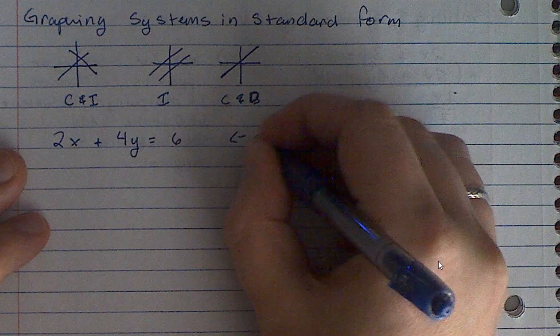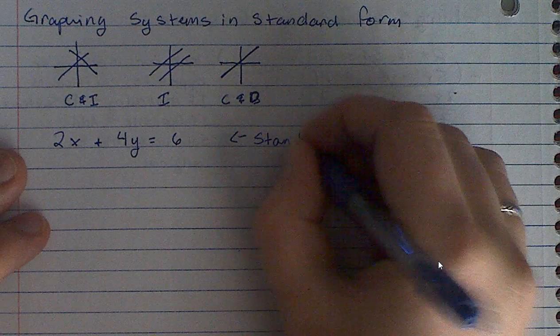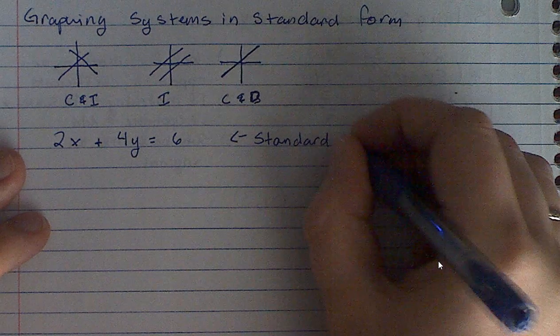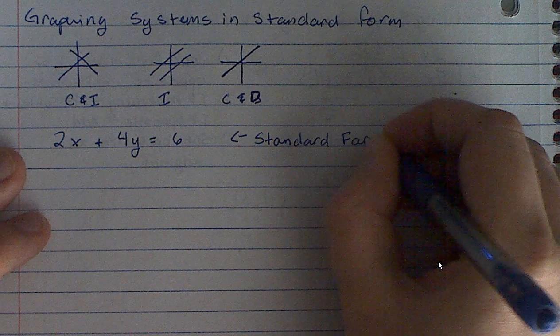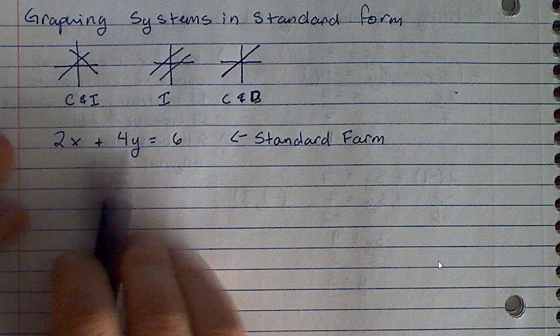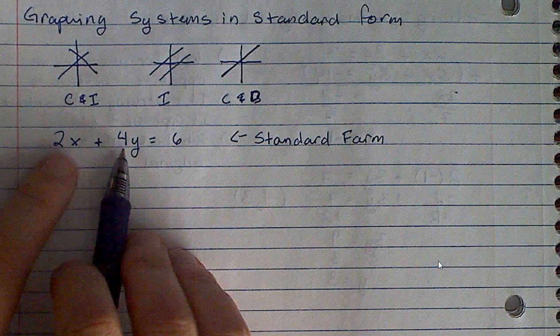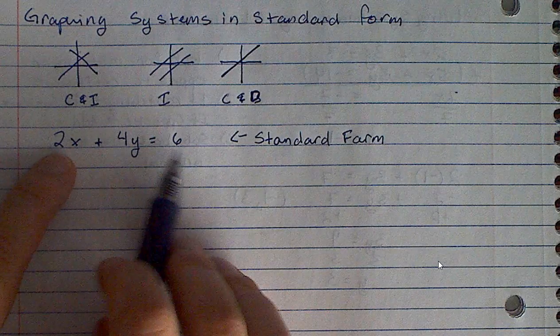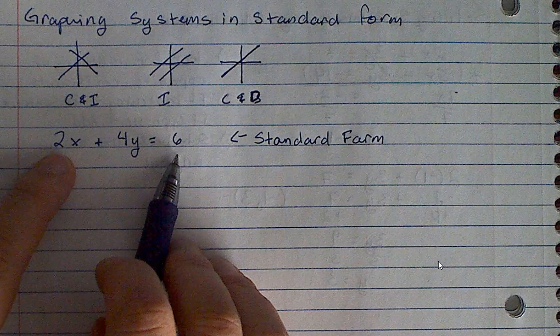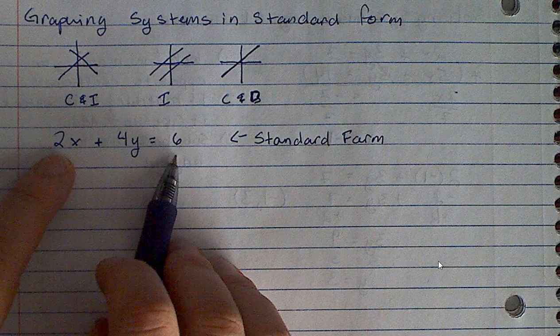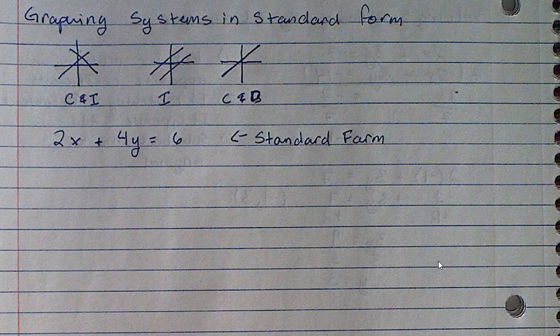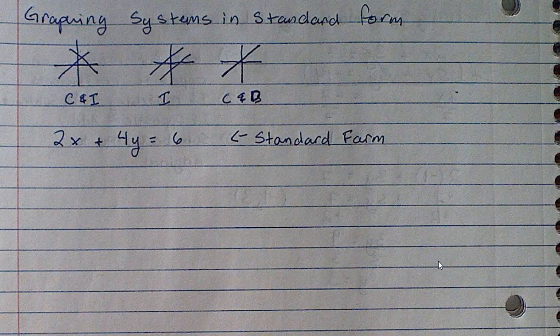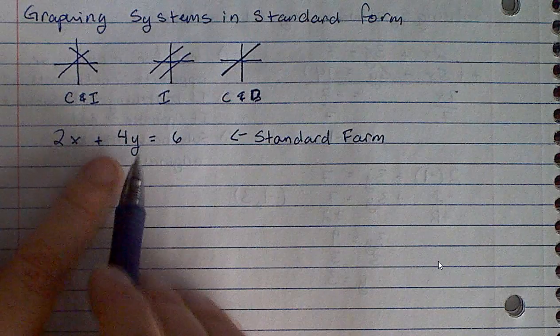So this is called standard form, where you have both x and y on the same side. X comes first. You have a number in front of both of them, and then you have the constant, the number that doesn't have x or y, on the other side. If you want to get it into slope-intercept, you have to solve for y to get it into slope-intercept.